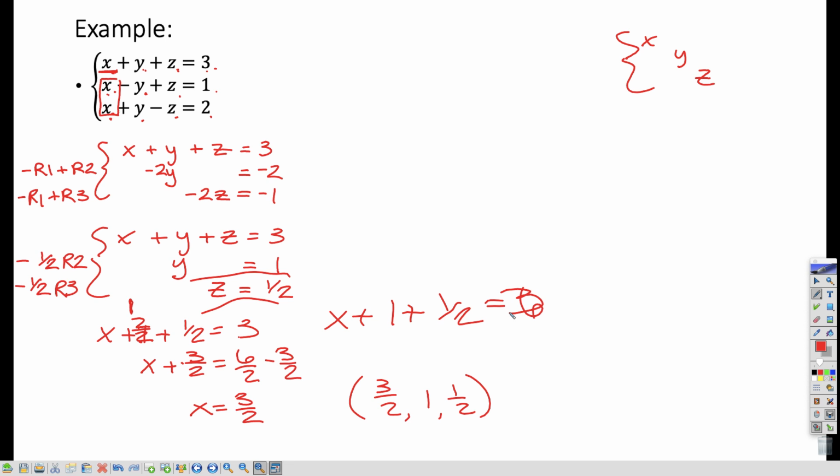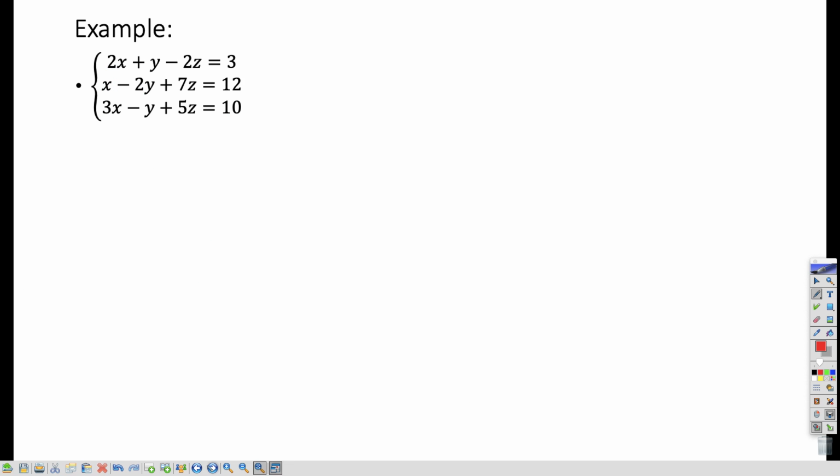Why? Because I have a fraction anyway. 3 would have never been there. It would have been 6 over 2 because I'm going to have a fraction anyway. Yes, you have to do 2 over 2, because 2 divided by 2 is 1. You have to have common denominators. No way around it.